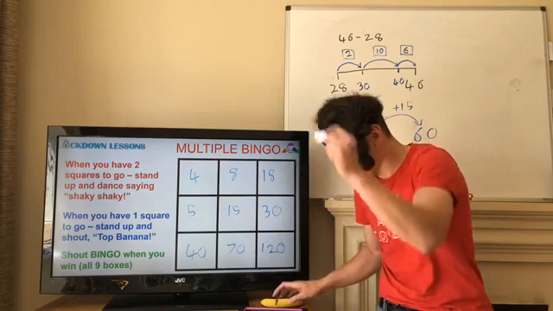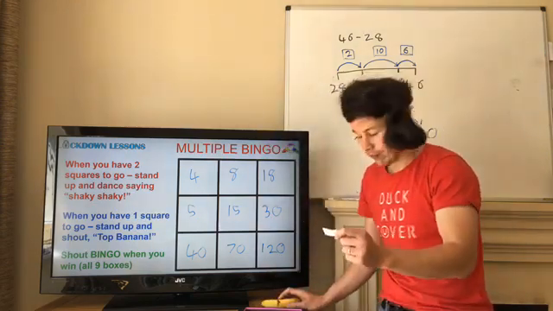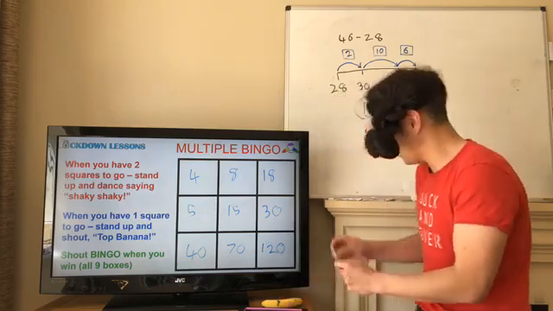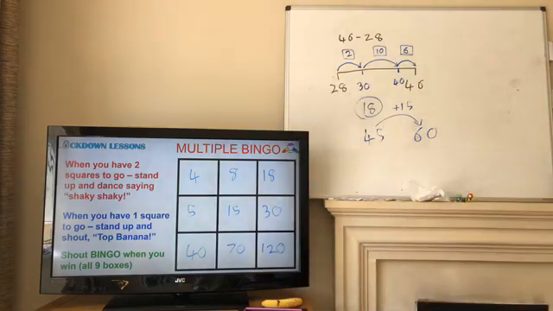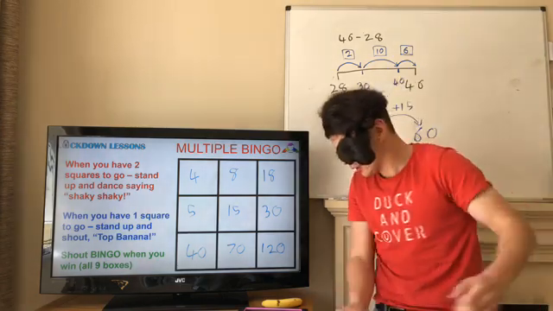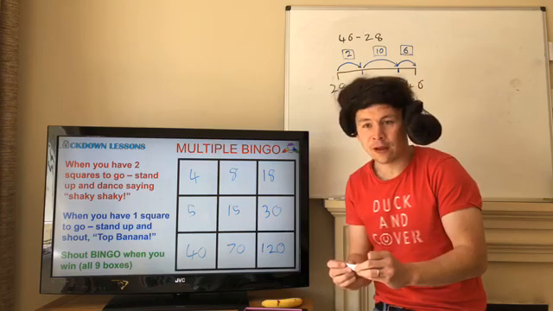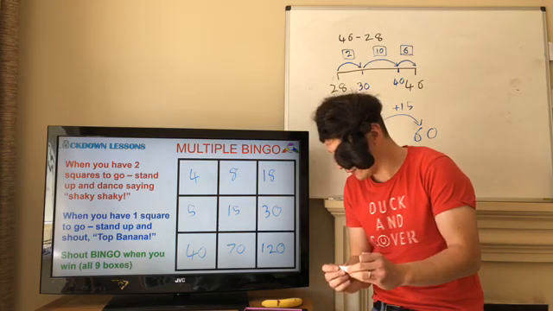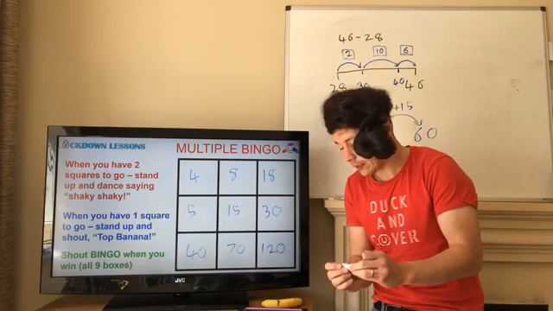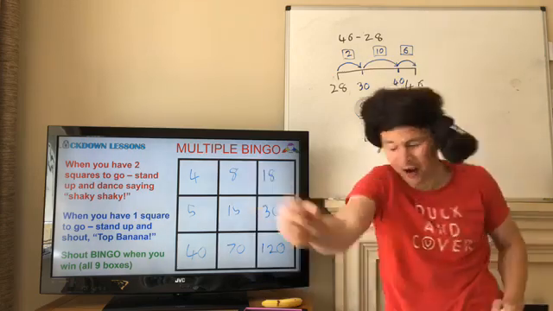4 times 5, another shaky shaky and a top banana. 4 times 5. 15, 20. Loads of shaky shakies. I can't handle this many winners. I put 5 times 5. We're on 5 times 5. Bingo!